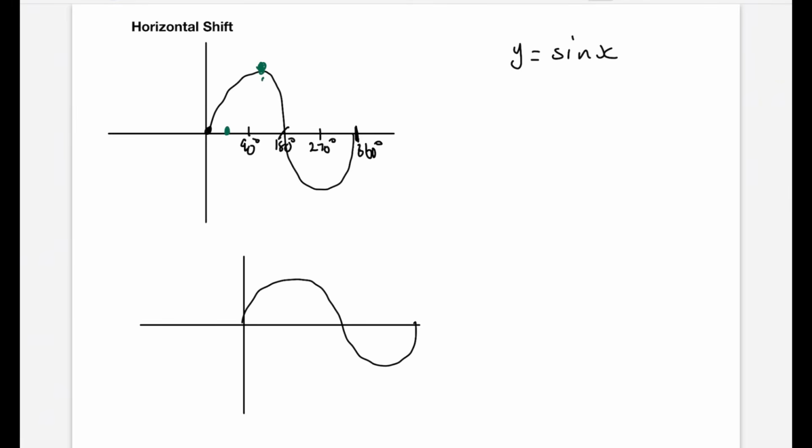And let's say it comes back to the x-axis at not 180, but 210. Its lowest point is not at 270, but at 300. It completes itself not at 360, but at 390, right there. So this graph looks something like the following. It looks like this. Almost exactly the same as the black graph, except it's been shifted 30 degrees to the right. How do we write that in the equation?